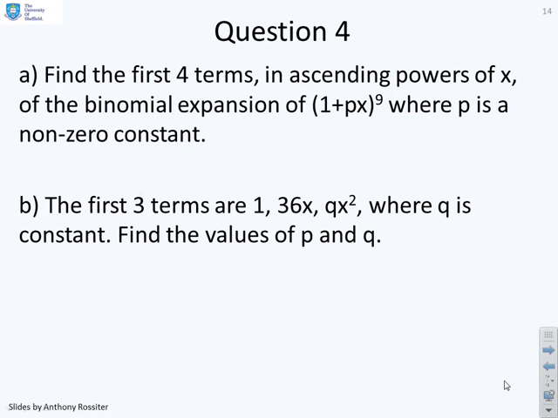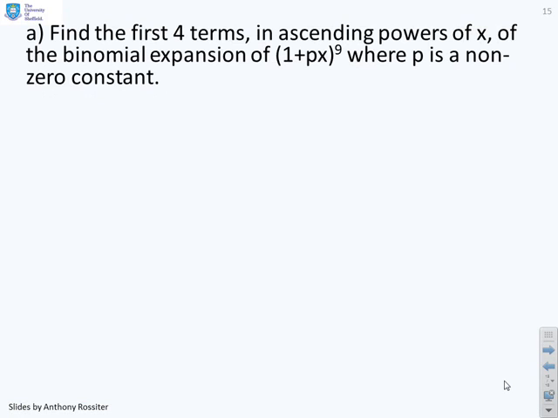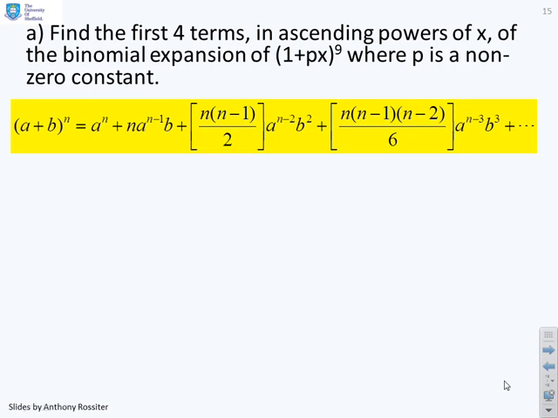Question 4 then. Find the first 4 terms in ascending powers of x of the binomial expansion of (1 + px)^9, where p is a non-zero constant. And then the first 3 terms are this: 1, 36x and qx^2, where q is a constant. Find the values of p and q. So as ever, a reminder, start by writing down the key formula that you're going to use. So here's part A, and here's the formula that I'm going to use.